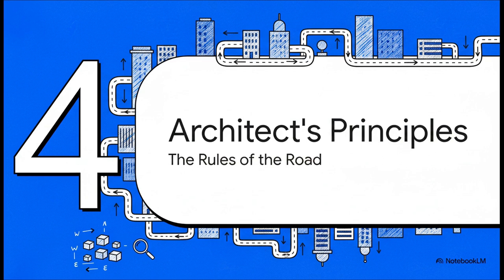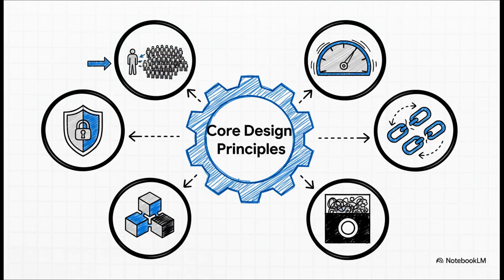So, we've seen the individual components, but what are the guiding philosophies behind all of it? Let's zoom out now and look at the high-level principles, the rules of the road that architects use to make sure this whole complex city actually works and works well. These are the big goals that every system architect is aiming for.